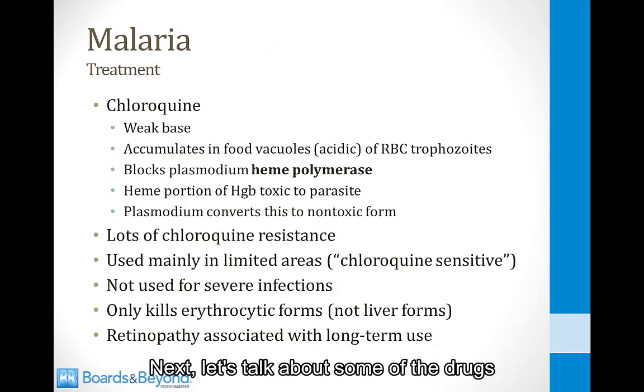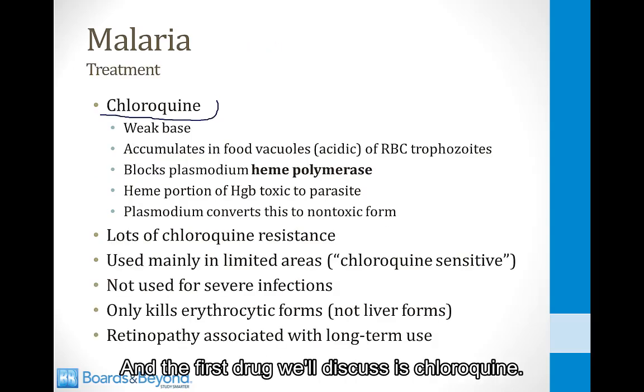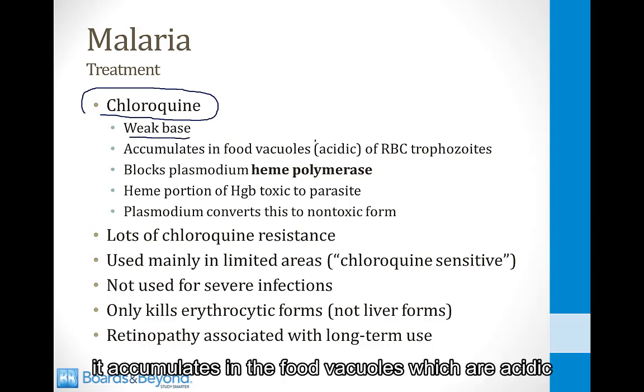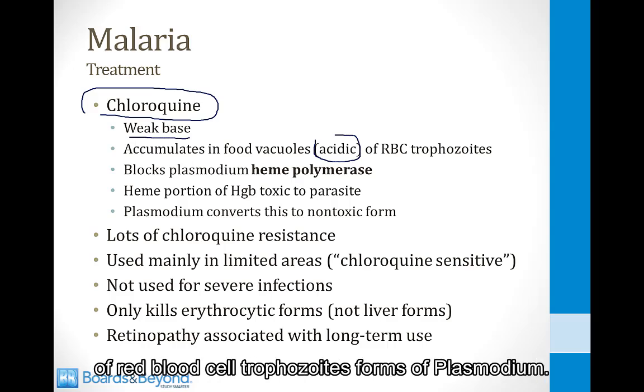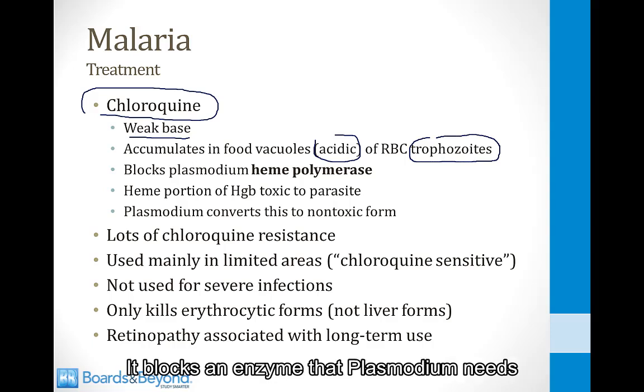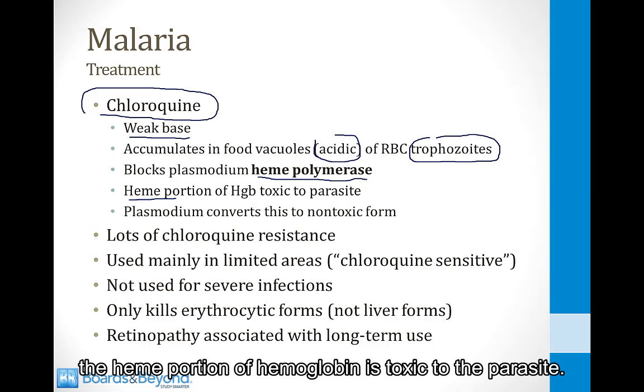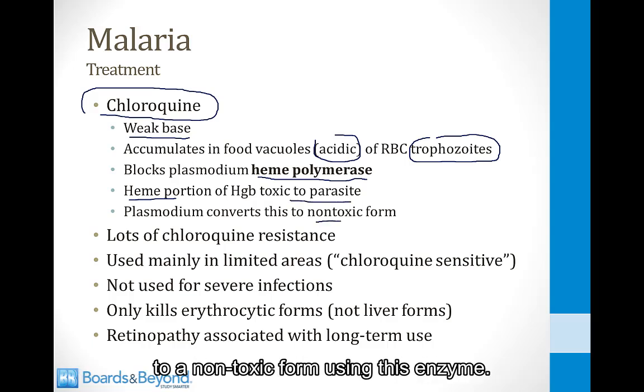Next, let's talk about some of the drugs used to treat malaria. And the first drug we'll discuss is chloroquine. This was one of the first treatments for malaria ever developed. Chloroquine is a weak base, so therefore it accumulates in the food vacuoles, which are acidic, of red blood cell trophozoite forms of Plasmodium. It blocks an enzyme that Plasmodium needs called heme polymerase. And the reason Plasmodium needs this is because the heme portion of hemoglobin is toxic to the parasite. So Plasmodium converts this to a non-toxic form using this enzyme.